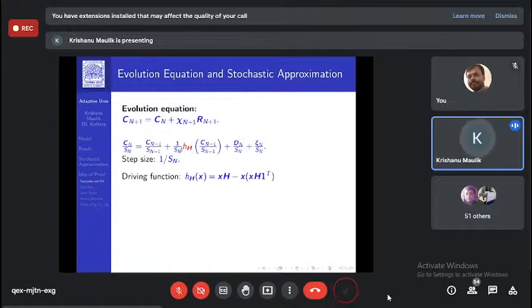And now comes this driving function. We have this subscript h because it's a function in x, but it's also indexed by h. We'll have different values of h, and as we said, h can be random, but that doesn't hurt us. So it is x times h minus x, x h 1 transpose. This is a scalar, by the way, because x is a row vector and 1 is a column vector. So this is a scalar, this is a row vector, this is a row vector, so everything is fine. So we need to solve x dot equal to h of x. And because of these two x's, it is a quadratic expression in x.